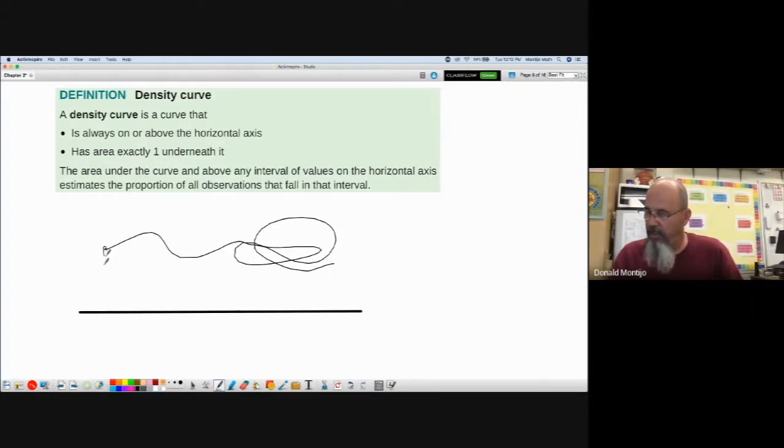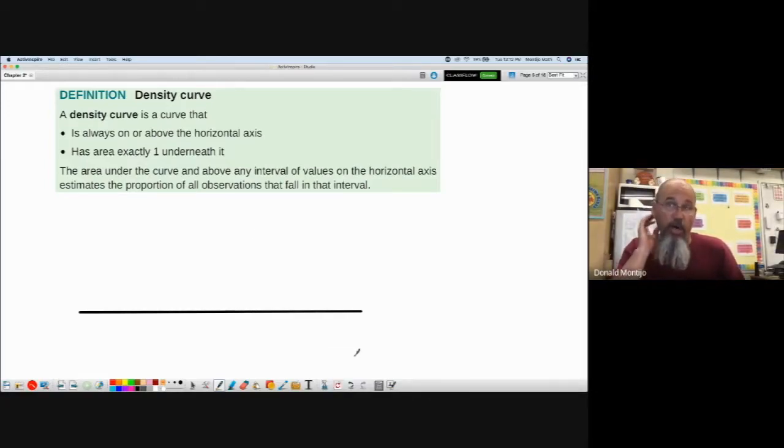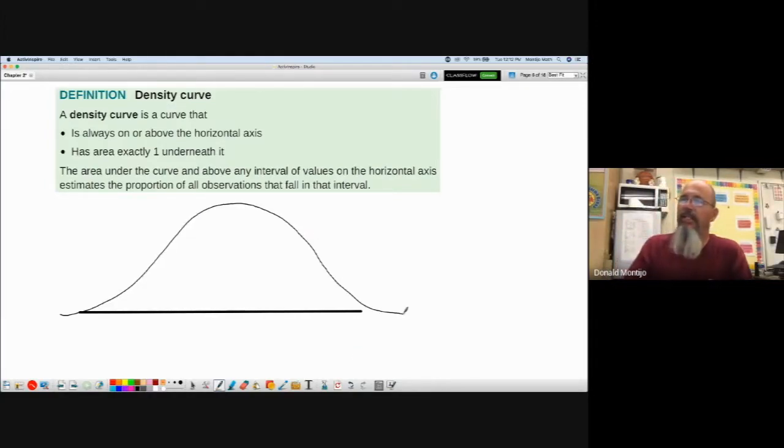As long as the area underneath it is 1, it doesn't matter what the shape is. However, we're going to spend the majority of our time on density curves that look like this. We'll get into this guy soon. My drawing isn't great, but it should never actually touch the x-axis. It lies entirely above the x-axis and has an area of 1.